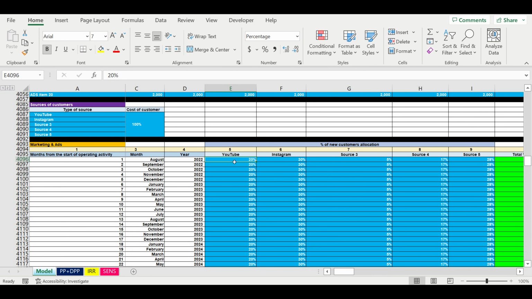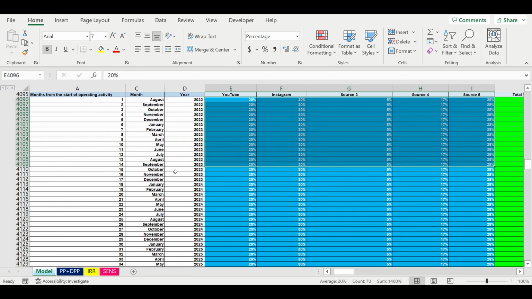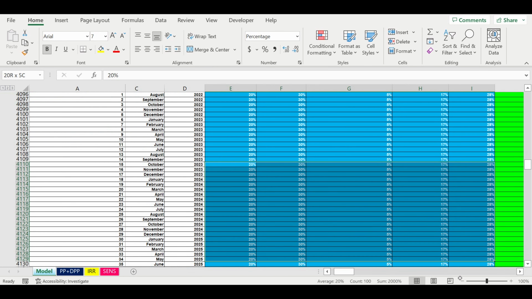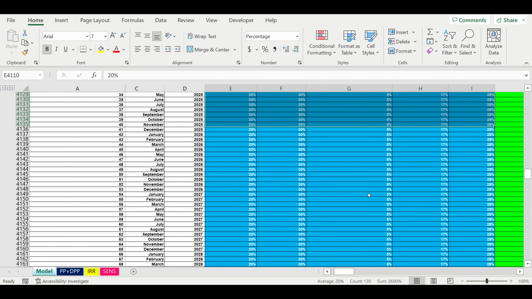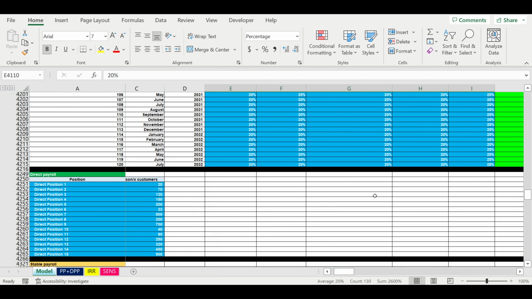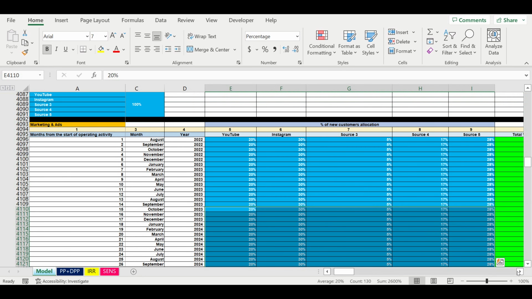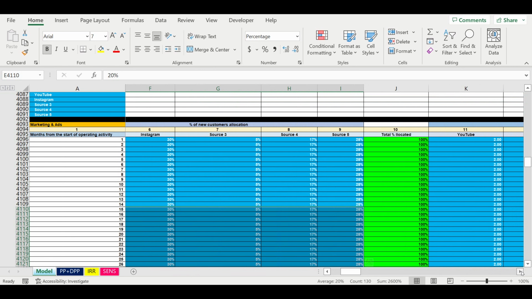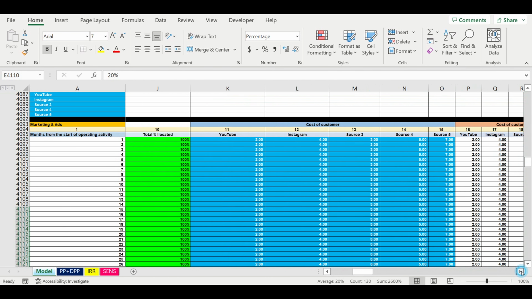And the structure of allocation may be different. For example, during the first period, the allocation can have structure number 1. Then, for example, after a year, the structure may change. That's why we have the structure in dynamics during the whole operating activity. This is very important, because it will allow you to calculate marketing and advertising direct costs more accurately.